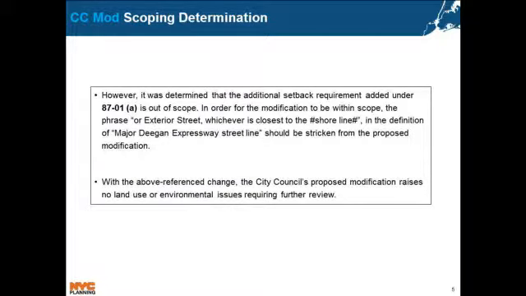In the scope determination, it was determined that the additional setback requirement added under 8701A is actually out of scope. In order for the modification to be within scope, the phrase "or exterior street," whichever is closest to the shoreline, in the definition of Mayor Deegan Expressway street line, should be stricken from the proposed modification. So it would remove this part of the text. With the above reference change, which we've actually discussed with City Council staff, the proposed modification raises no land use or environmental issues requiring further review. I'm happy to answer any questions.